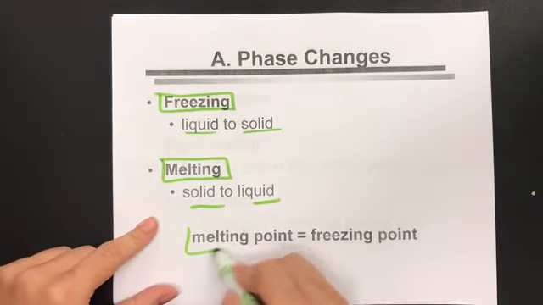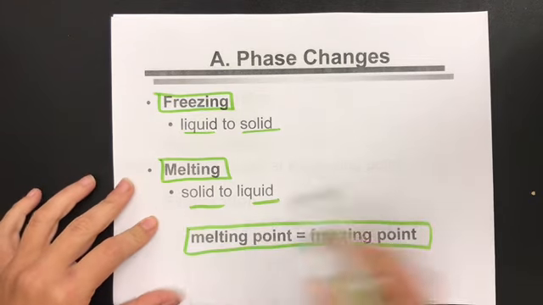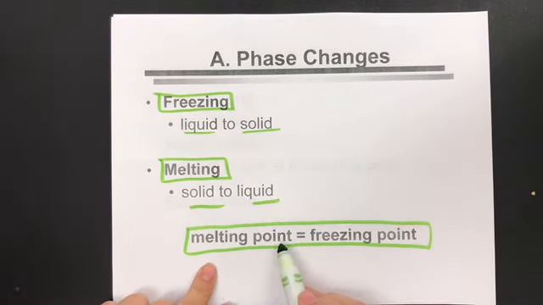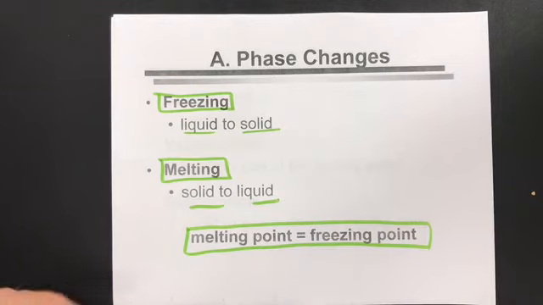What that means is when we look at the graph later, you need to know that the melting point is the exact same temperature as the freezing point. This blows people's minds sometimes. It all depends on whether it's gaining or losing heat, but ice melts and freezes both at 0 degrees Celsius. It all depends on whether it's going to absorb heat or get rid of it.